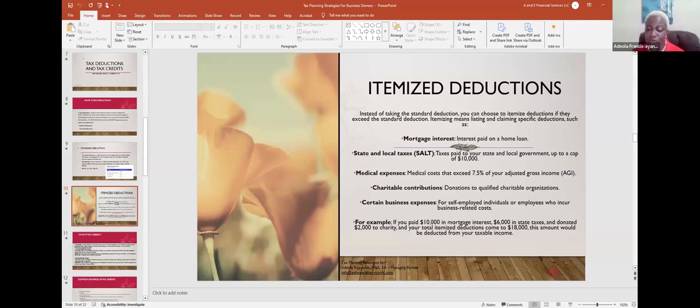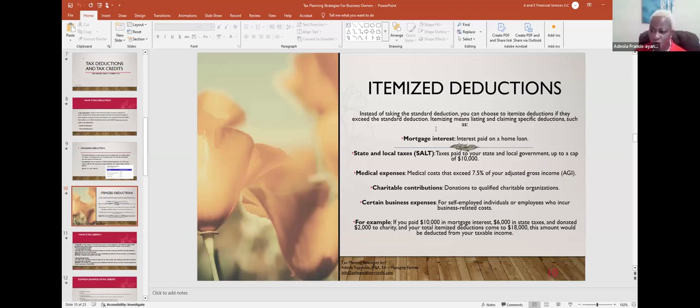Let's say, for example, you pay $10,000 in mortgage interest, your state taxes are $6,000, and you have charitable contributions. That comes to a total of $18,000. If you're single, that exceeds the standard deduction that the government gave you. And this is just an example. There are people whose mortgage interest is close to $30,000, and if they're married, that automatically exceeds the standard deduction that the government set aside.